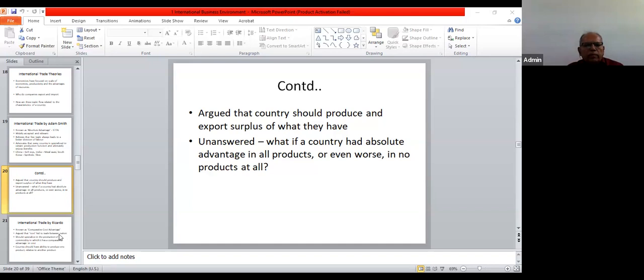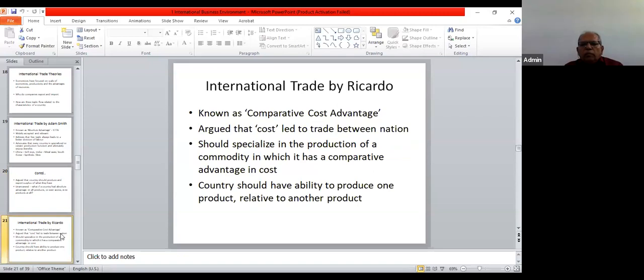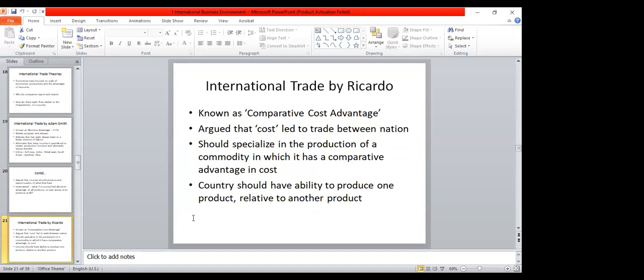That is the second theory, of Ricardo. The first theory is from Adam Smith, and the second one is Ricardo. Now Ricardo focuses on comparative cost advantage, whereas Adam Smith focused on absolute advantage. So this is the first difference between these two theories.